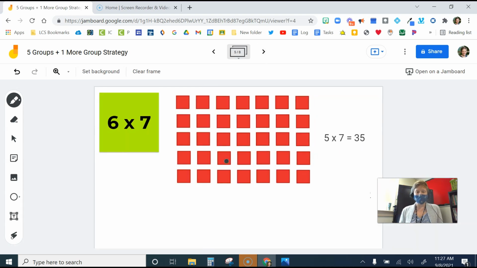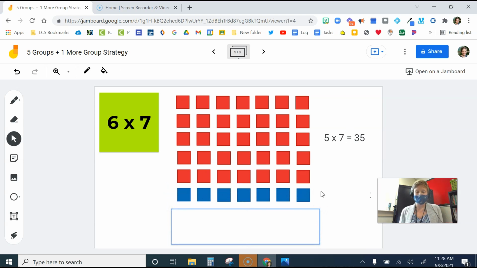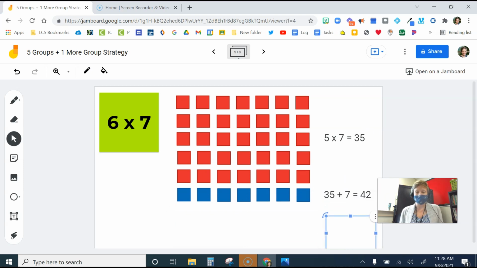All right, so we might also look at it like an array. If I'm seeing 6 groups of 7, I might want to start with 5 groups of 7. So here's my 1, 2, 3, 4, 5 rows of 7, and I already know that that's 35. In order to get 6 rows of 7, I would just add one more group. So there's that one more group of 7, and I'm going to get that by adding this 35 plus 7, and when I do that, I get 42. So this is 42 altogether.